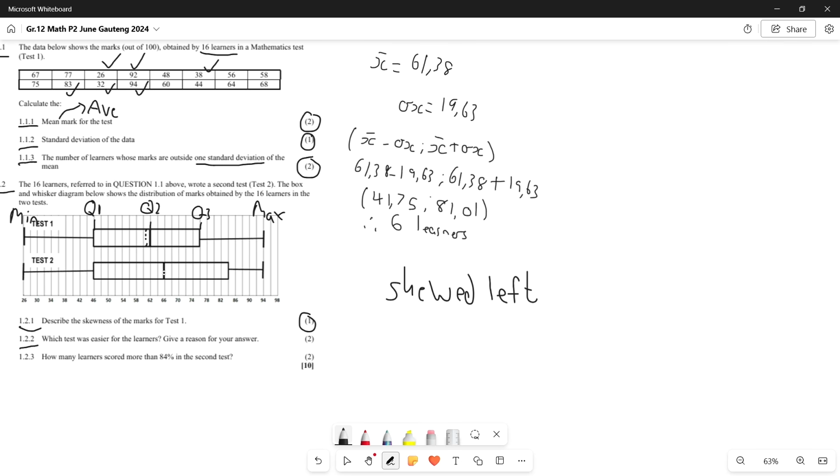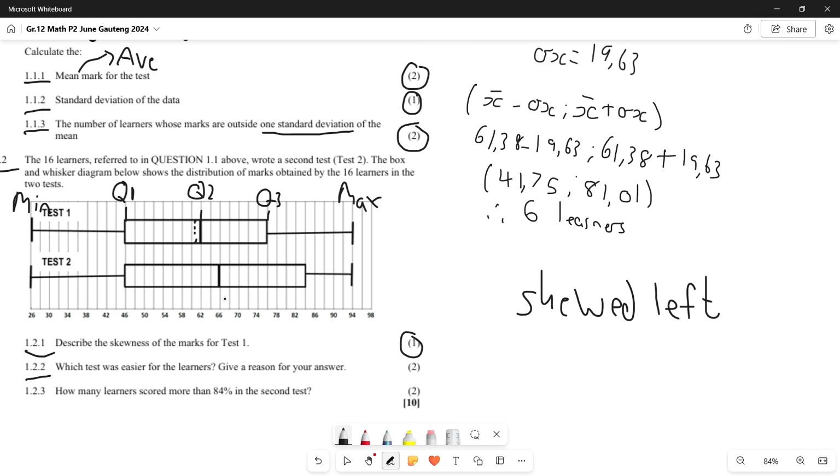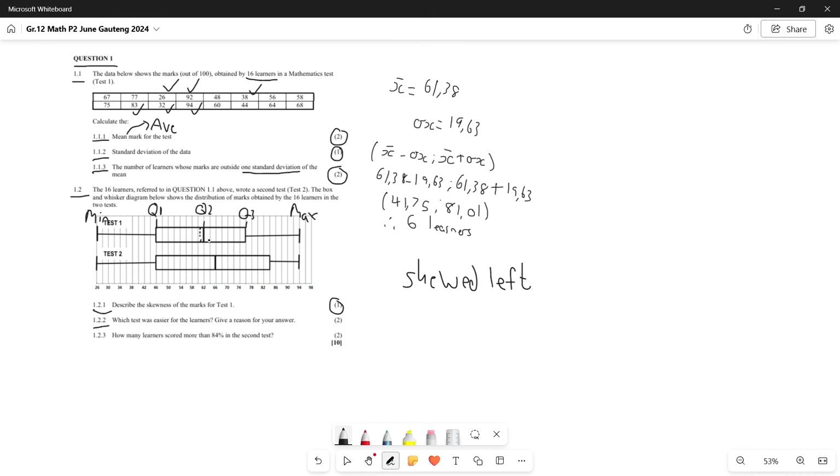What we're going to look at is the Q2 over here for test 2 and the Q2 over there for test 1. And what we can see is that Q2 for test 2 was 66 and Q2 for test 1 was 62, which means that the test that was easier would be the test that the middle value, or at least most of the people, got higher marks for. So that's what we're going to write.